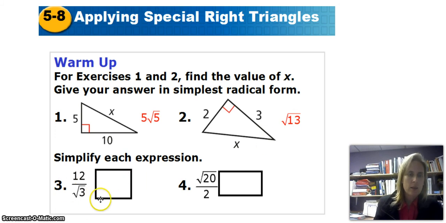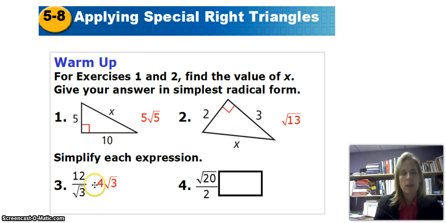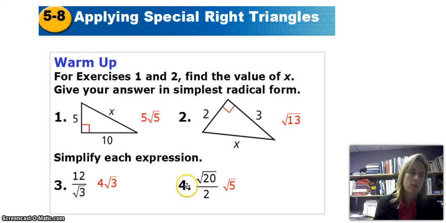And simplifying this, we need to rationalize the denominator, multiplying top and bottom by square root of 3, which leaves us with 4 times the square root of 3. Remember, when 12 is over 3, it can be reduced, and so you have that. In this case, are there any perfect squares in the 20? And good. Square root of 5.